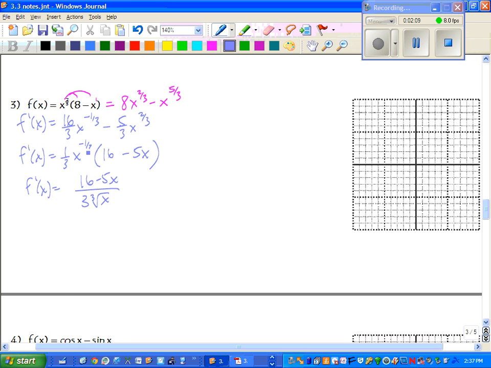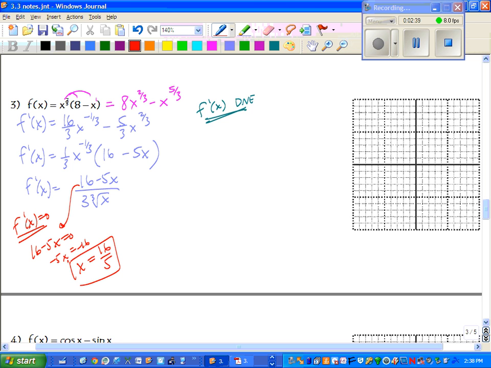So we can figure out our critical values by figuring out when the derivative is equal to 0 and when the derivative does not exist. So let's figure out when it's 0 first. We can put in 16 minus 5x, set that equal to 0, because if that numerator is 0, that's going to make the whole thing 0. So negative 5x equals negative 16. X equals 16/5. So that's one critical value.